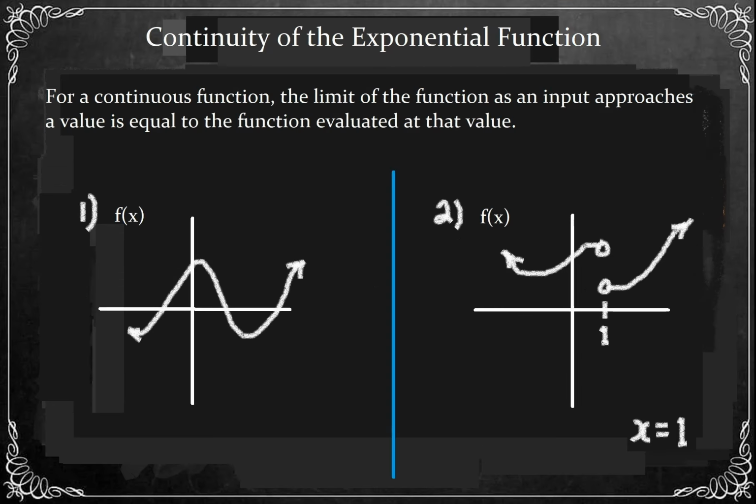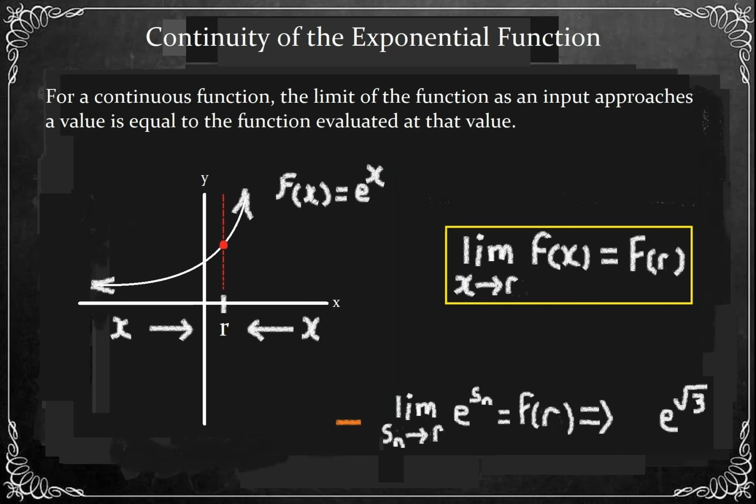The first example is a continuous function. Observe there are no breaks or jumps. We could trace the plot of the function without lifting the drawing instrument. In example 2, the function is not continuous, and the open circles indicate f is undefined at x equals 1.